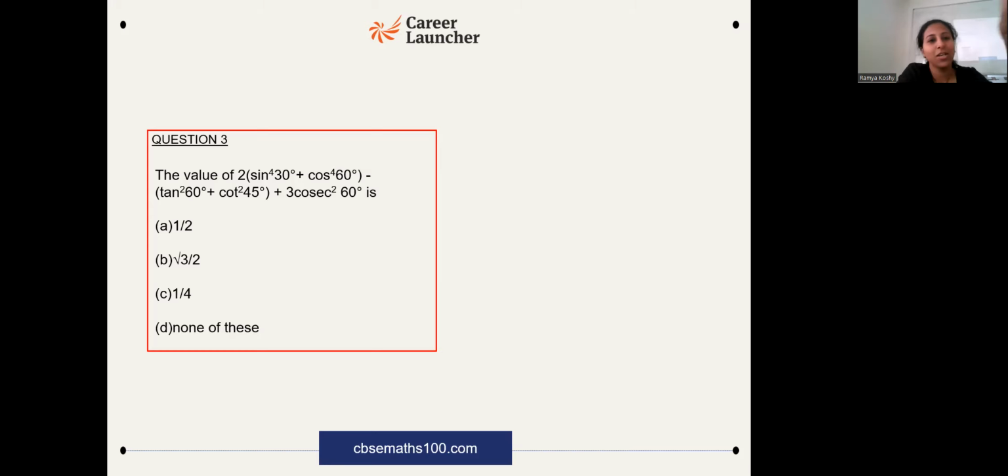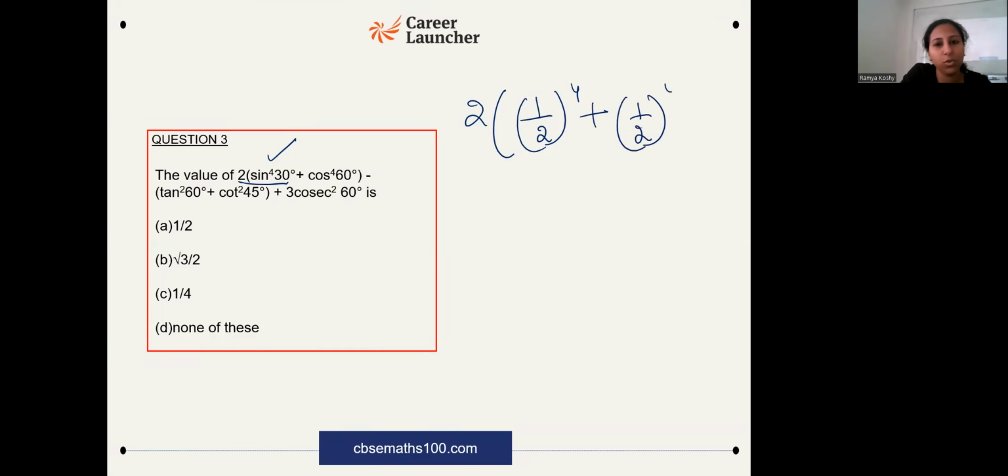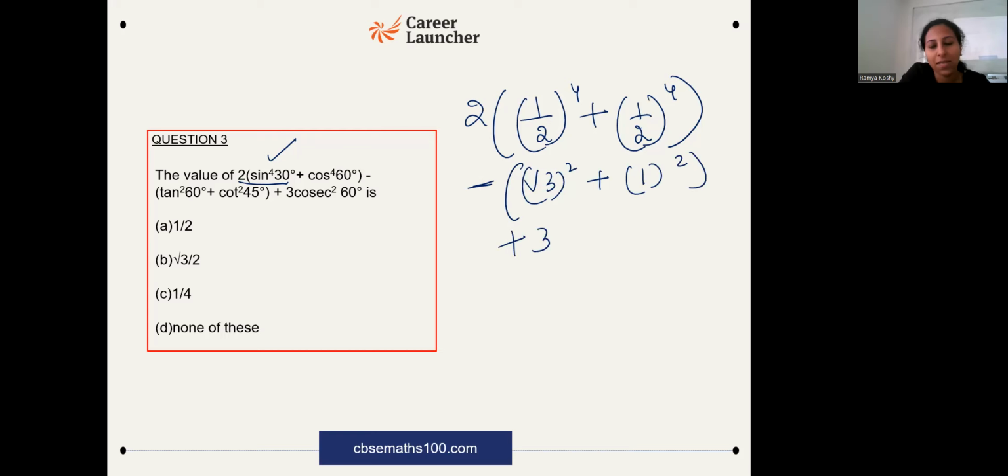Option C, yes. So 2 into 1 by 2 raised to 4, sine 30 to the power 4. Cos 60 to the power 4 means again 1 by 2 to the power 4. Minus tan square 60, that means root 3 square. Cot square 45, 1 square. Plus 3 cosec square 60, that means 3 into 2 by root 3, the whole square.